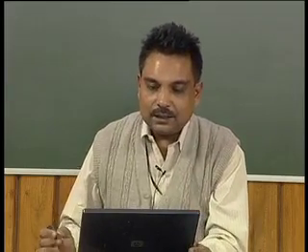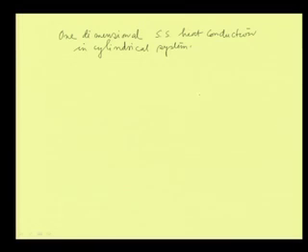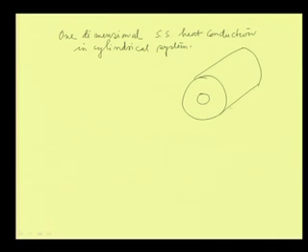So, to start with, let us first draw a typical cylinder. This is a hollow cylinder, and say this is the center line and this is the length of the cylinder. This cylinder has an inner radius RI and this is the outer radius RO. Say heat is conducted from the inner side to the outer side.